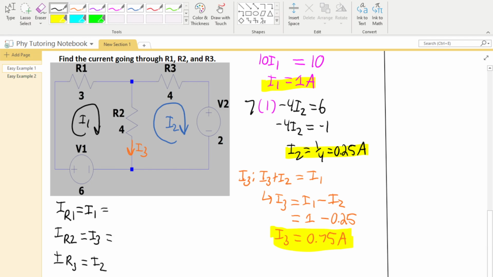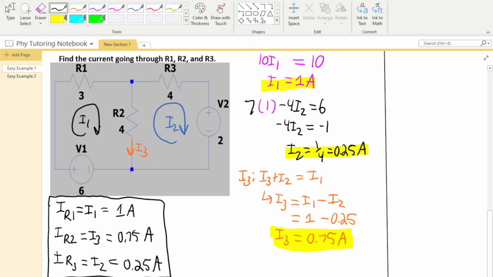And now when we write these final answers, I going through R1 would be equal to 1 amp. I going through R2 would be I3, which is just 0.75 amps. And I going through R3 is I2, and I should write this equal sign a little bit neater, is equal to 0.25 amps, right? And this would be our final answer, right? And you would want to make sure you have your picture notated because your professor is going to be able to know which way is your positive and negative direction.